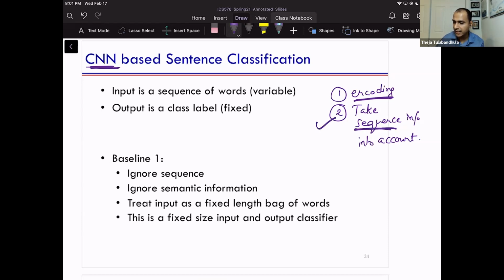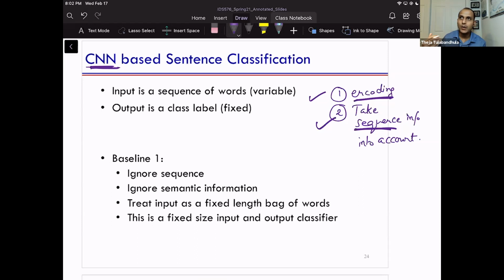Okay, so this is definitely being addressed. Encoding, you can actually give better and better encodings, and picking an encoding has nothing to do with the rest of the model definition. So we have to pick an encoding external to the definition of the CNN model. Okay, so taking sequence information into account is interesting. So let's talk about a couple of baselines first.